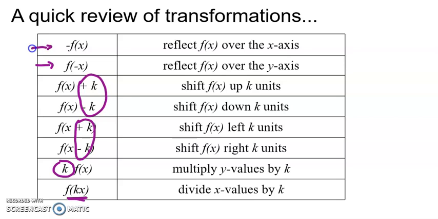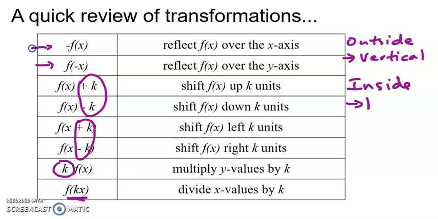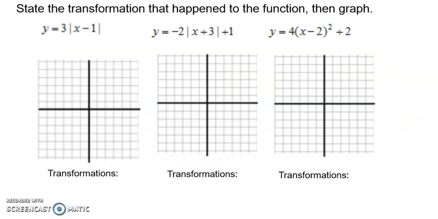vertical dilations. Okay. And recall anything on the outside is a vertical transformation. Anything on the inside with the x is a horizontal transformation. Okay? And anything on the inside has to be opposite. Okay, so let's look at some examples here. Both of drawing a graph from an equation and writing an equation from a graph. So first, couple examples of drawing a graph from an equation.